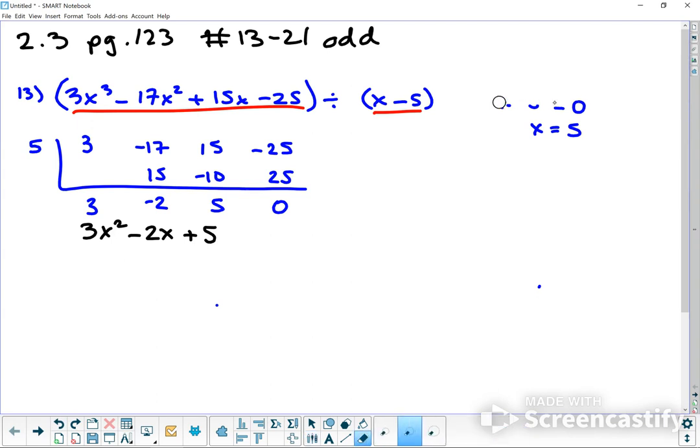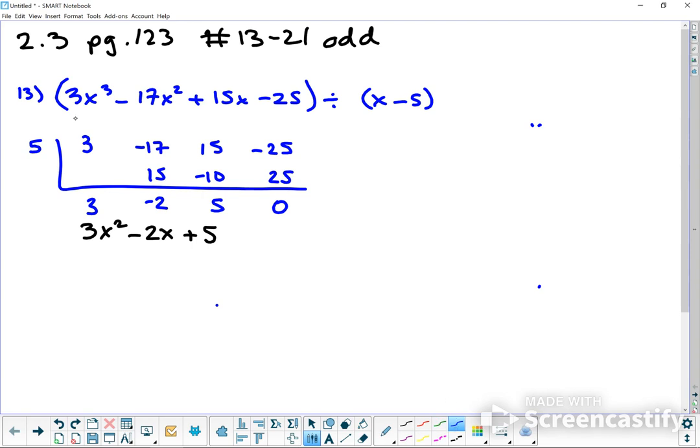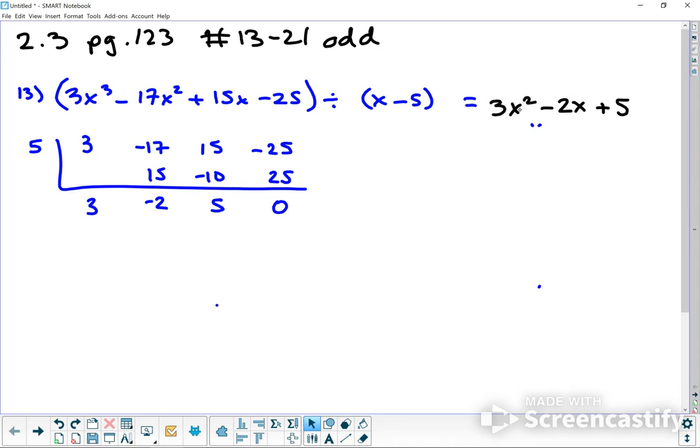So this polynomial divided by x minus 5 will end up being 3x squared minus 2x plus 5. Okay, that's 13.